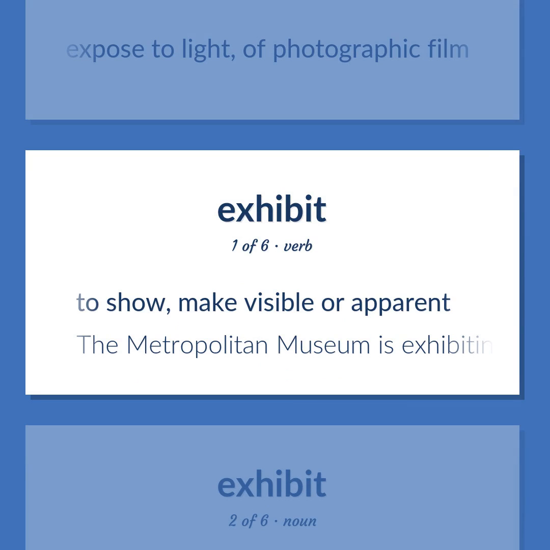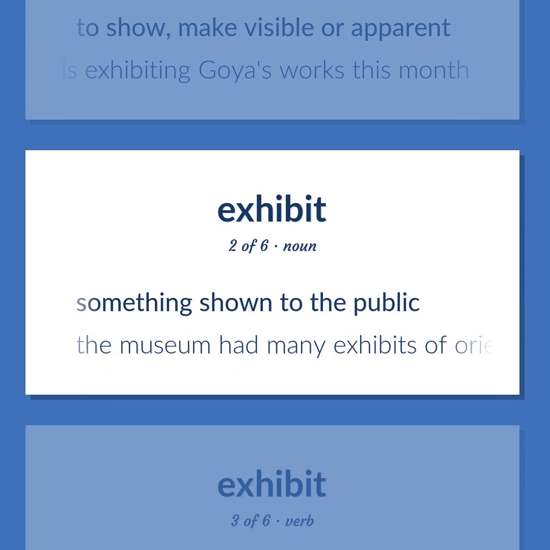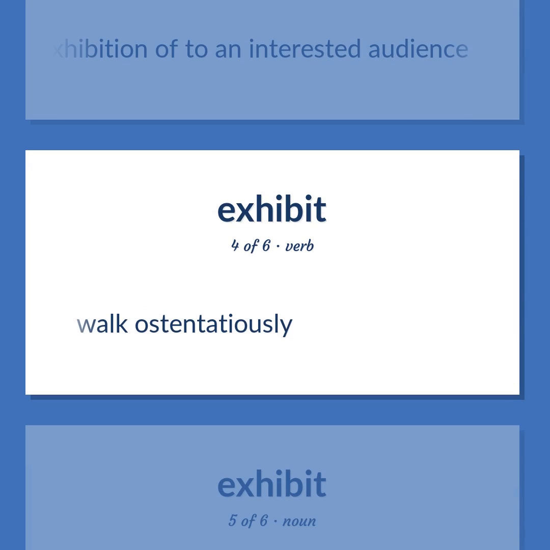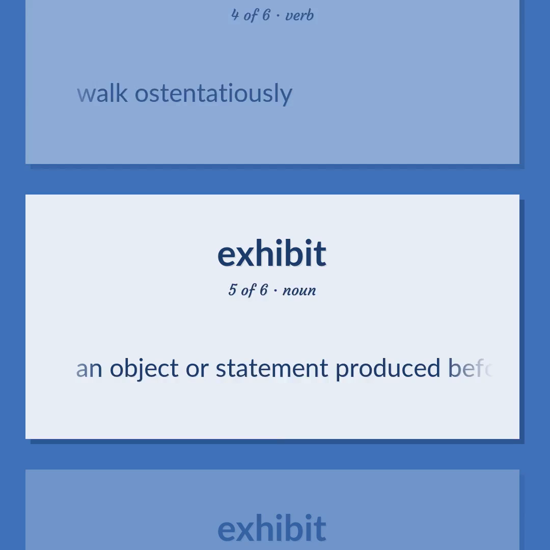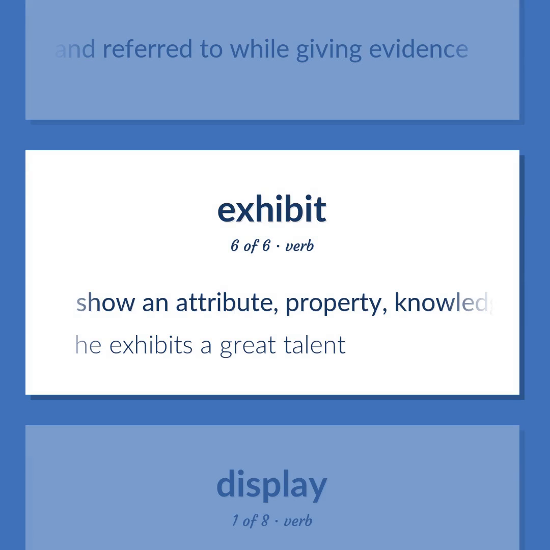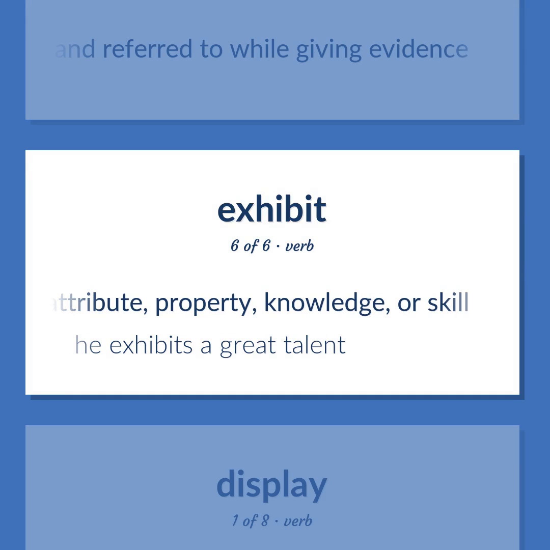To show, make visible or apparent. The Metropolitan Museum is exhibiting Goya's works this month. Something shown to the public. The museum had many exhibits of Oriental art. Give an exhibition of to an interested audience. Walk ostentatiously. An object or statement produced before a court of law and referred to while giving evidence. Show an attribute, property, knowledge, or skill. He exhibits a great talent.